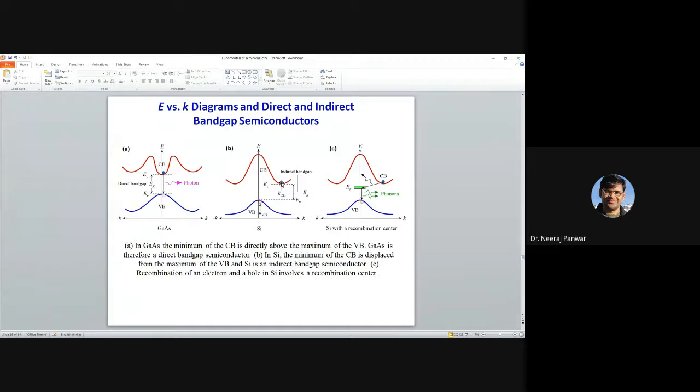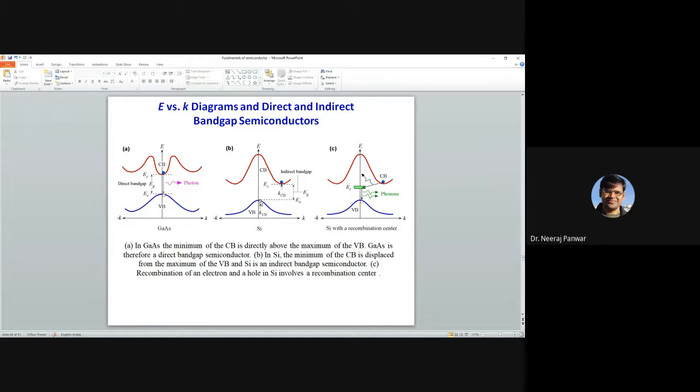And here electrons cannot move obliquely. An electron cannot come directly from here to here. Oblique transitions are not allowed. Only vertical transitions are allowed. So this electron cannot directly come from here to here.